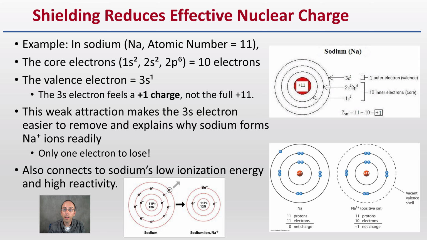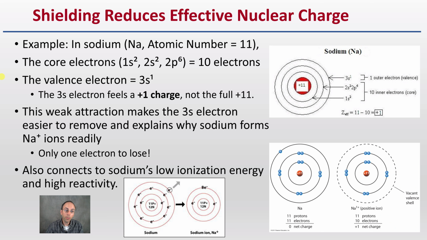which, as a reminder, has 11 protons. The core electrons, if we look at the electron configuration here, 1s2, 2s2, 2p6, total 10 electrons. The valence electron is the 3s1. 1 plus 10 will give you the 11. Therefore, the 3s electron feels the +1 charge and not the full positive 11 charge.